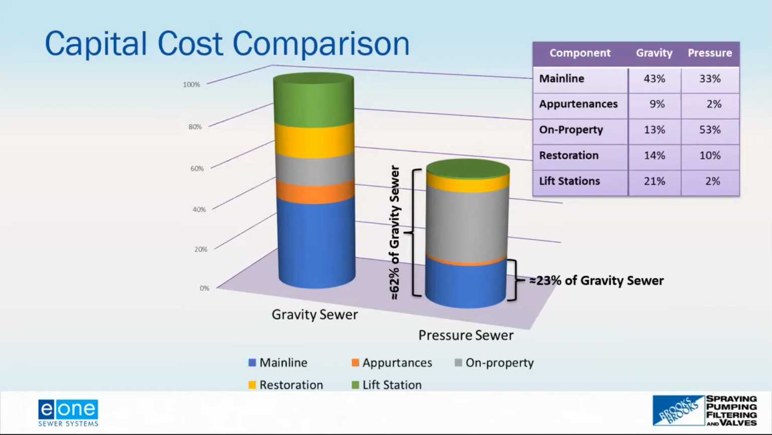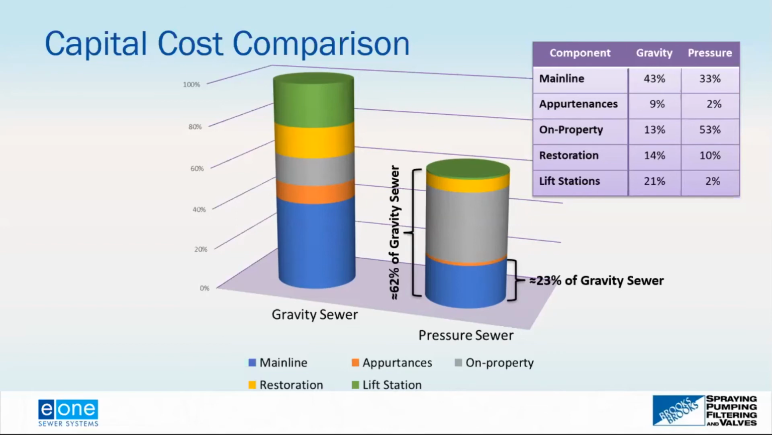This graphic was developed looking at a series of reports, and in some cases bid tabs, where we got a breakdown from the estimated cost, and most of these were reports where the engineer did a comparison of A versus B. So we're able to get this nice breakdown where we're able to break it down between the construction costs, or the opinion of construction costs, between the mainline costs, all the appurtenances in the street, the on-property cost, the restoration cost, and the lift station cost.